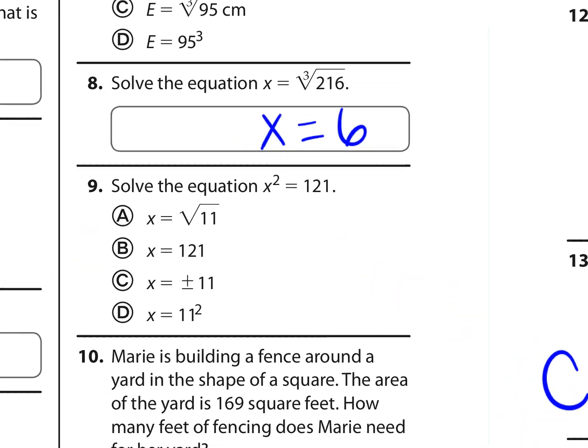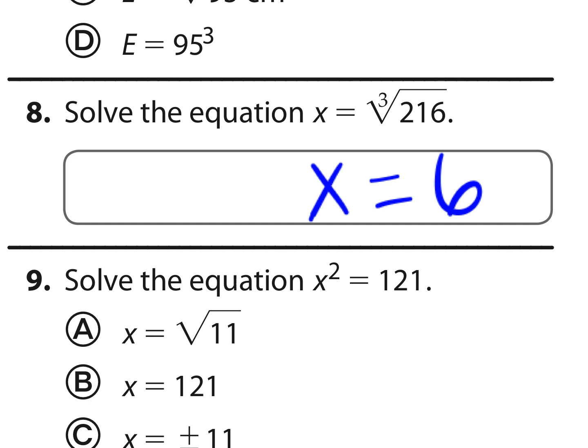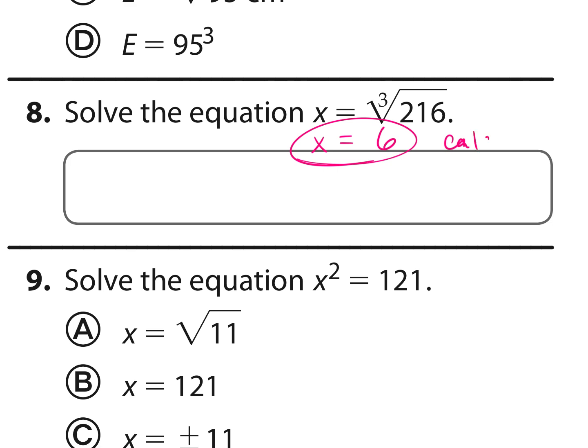Number 8. We're going to solve this equation. We have x equal the cube root of 216. In fact, it's already got x by itself, which makes this simple. We're going to go to a calculator, type in cube root of 216, and we get 6, simply by using our calculator.